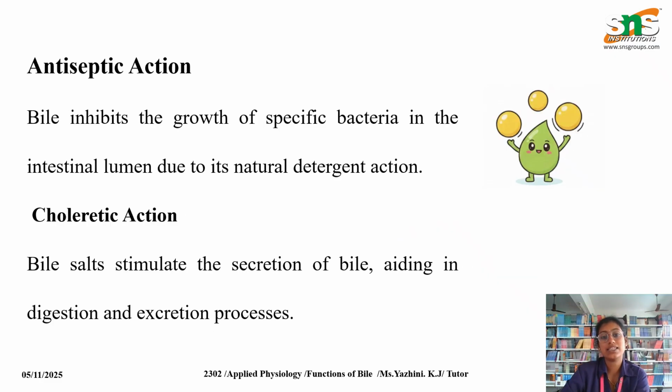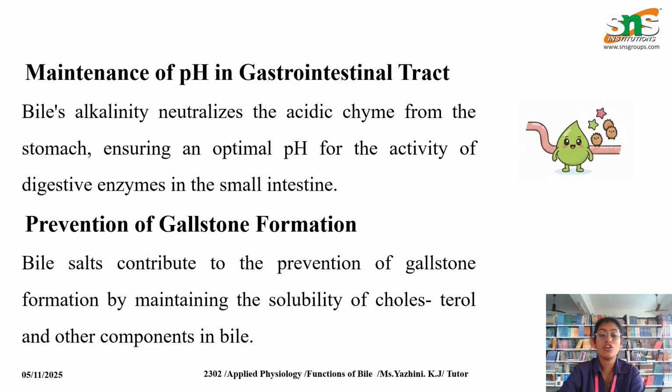Bicarbonate in the bile raises the duodenal pH and also activates the pancreatic enzymes. Bile salts keep cholesterol soluble, and lower bile salts lead to gallbladder stones. Mucin easily passes. The other action is the maintenance of pH, which is the main role of bile in the GI tract. Bile neutralizes the acids from the stomach to ensure the optimal pH for the digestive enzymes, and it also prevents gallstone formation.